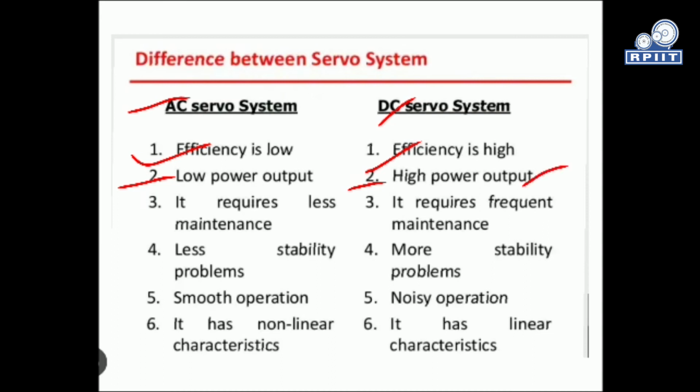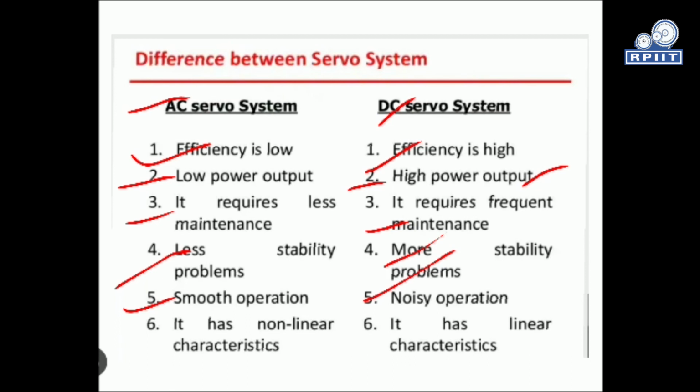Less maintenance is required in the AC servo system, and the DC servo system requires frequent maintenance because it includes more components. There is also less of a stability problem in the AC servo system and more in the DC servo system. There is smooth operation in the AC servo system, while the DC servo system sometimes includes noisy operation.